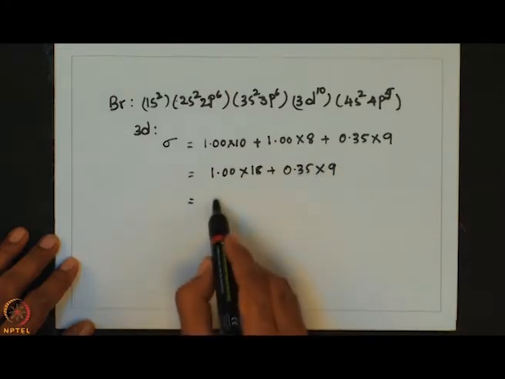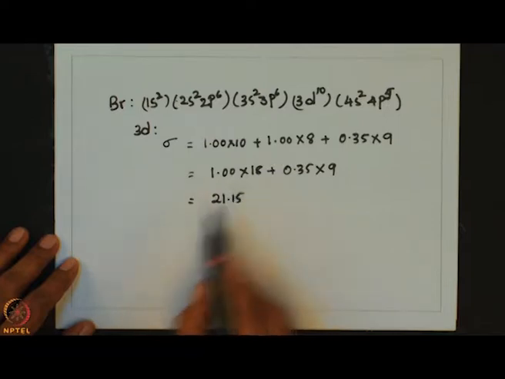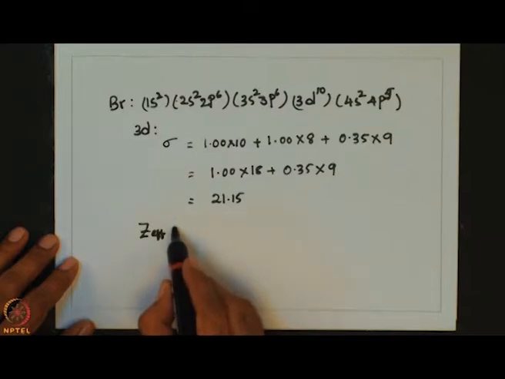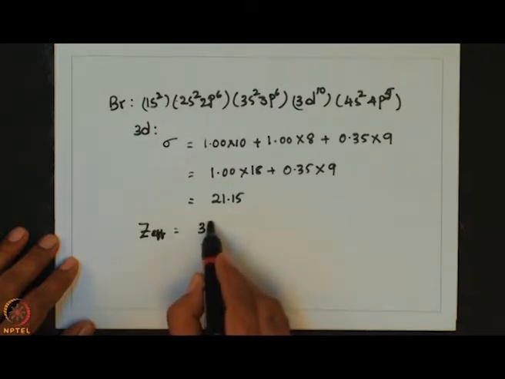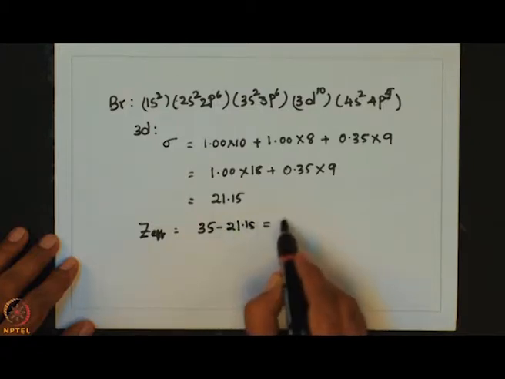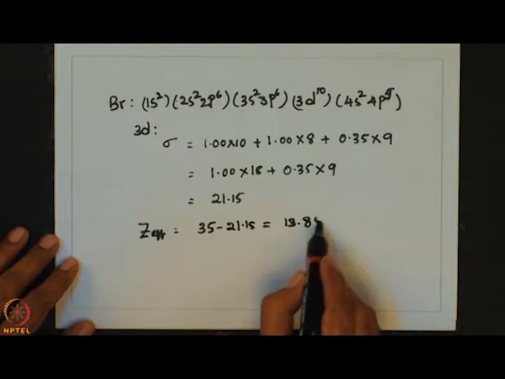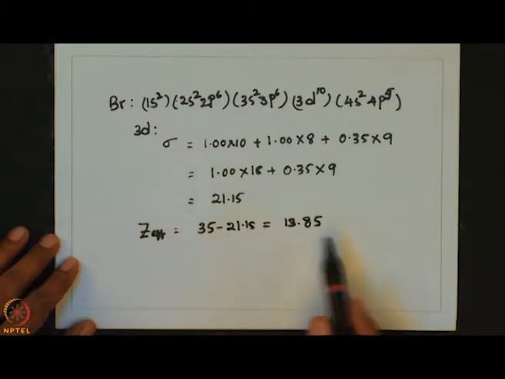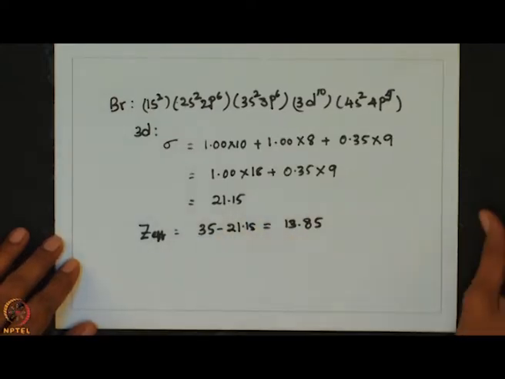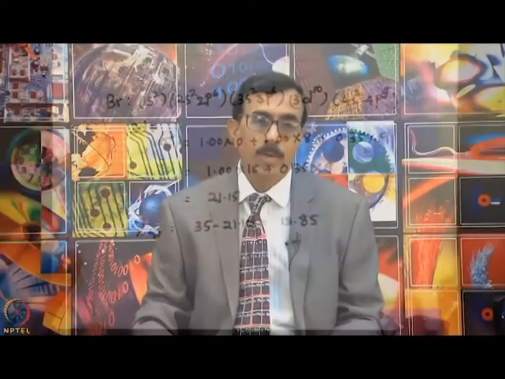So, this comes around 21.15. So, Z effective for the 3d electron in the case of bromine is, bromine atomic number is 35 minus 21.15, which will give a value of 13.85. So, this is essentially the effective nuclear charge of the d electron in the case of bromine. So, this is how one can calculate the effective nuclear charge using simple and easy to follow Slater's rules.